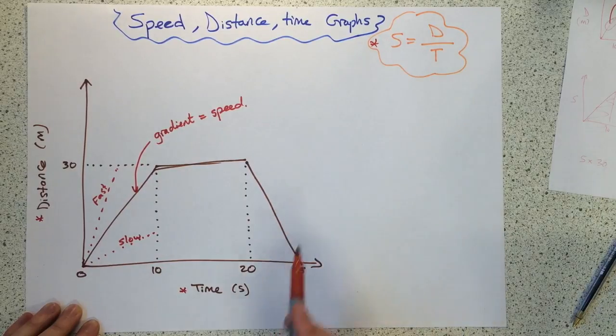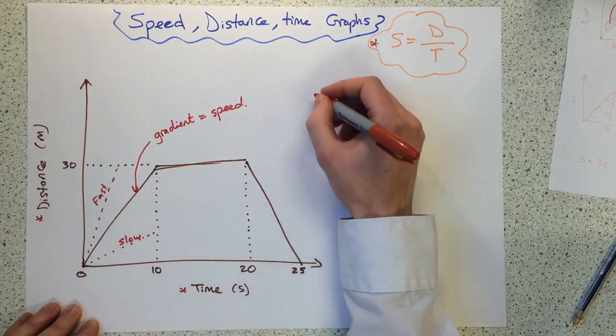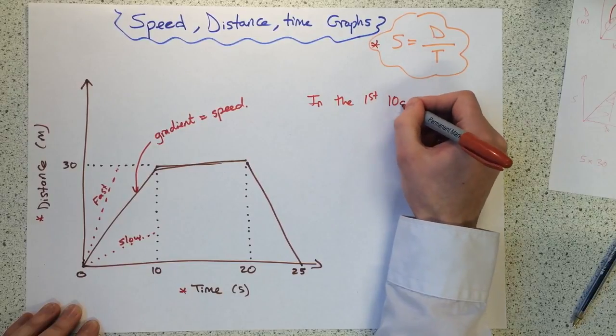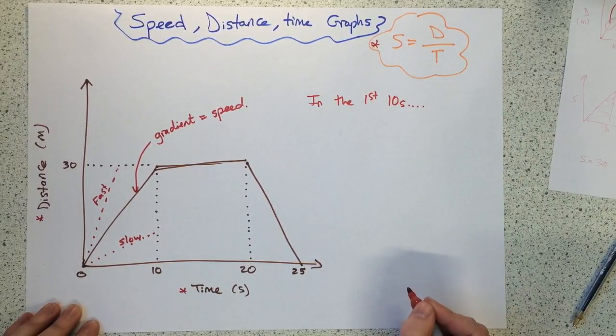Now you can work out the speed from this graph. So we know speed is distance divided by time. So in the first 10 seconds, what's the speed?